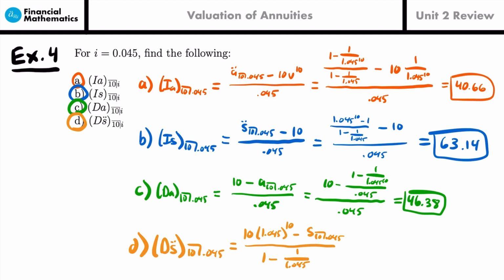Okay, now we do want to write out what this notation is equal to. It's the future value of an annuity immediate. So let's write all this out one more time. We have 10 times 1.045 to the power of 10 minus (1.045 to the power of 10 minus 1) divided by 0.045, and that will all be divided by 1 minus 1 divided by 1.045.